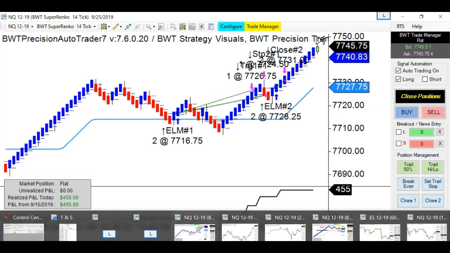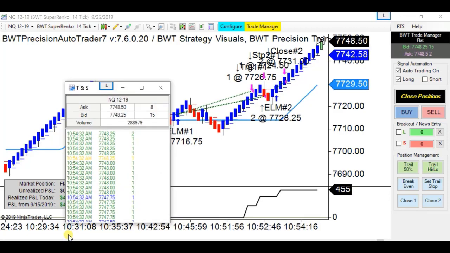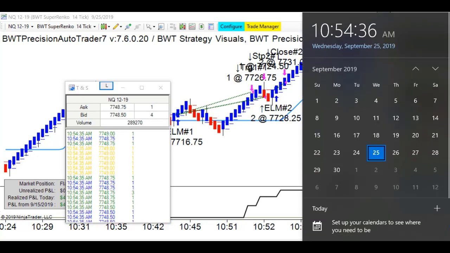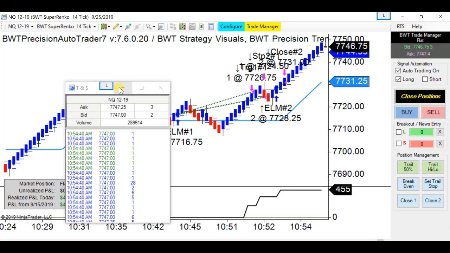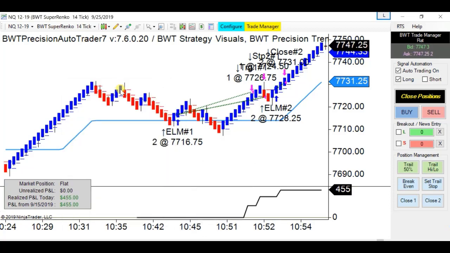I'm going to see if there is another opportunity later on today. Let me just show the computer clock and time and sales for now. But it's still early in the day, and if opportunity presents itself, I might go for something else. So stay tuned.